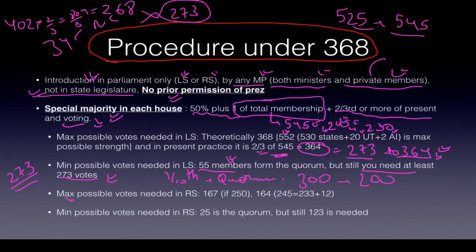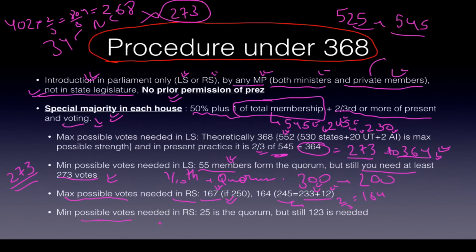Now what is the maximum possible votes which is needed in Rajya Sabha? Let's assume there are 245 members, entire strength is present. So there are 233 elected plus 12 nominated out of 4 fields. You know those: art, science, public social service and literature. So 245, if you take 2/3, that comes out to be 164. Let's assume 250 is the maximum possible strength. In that case 167 votes are needed.